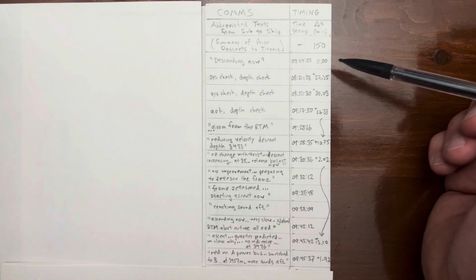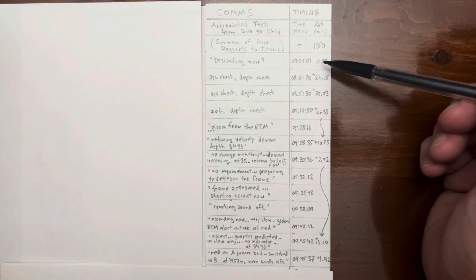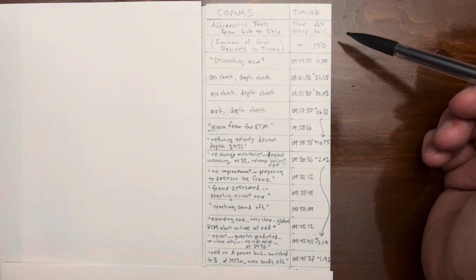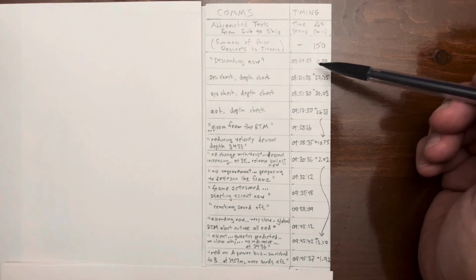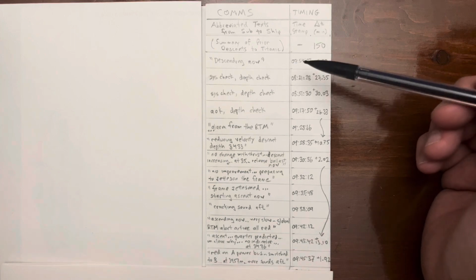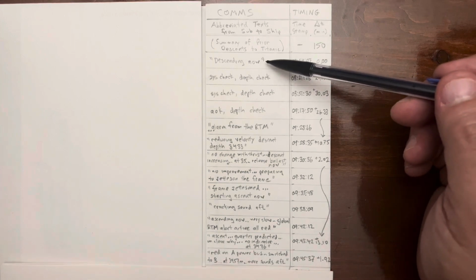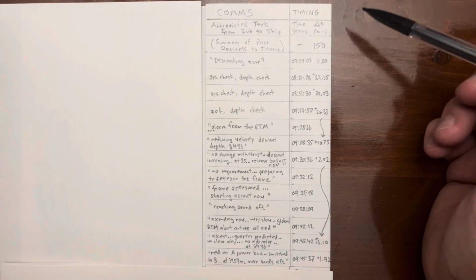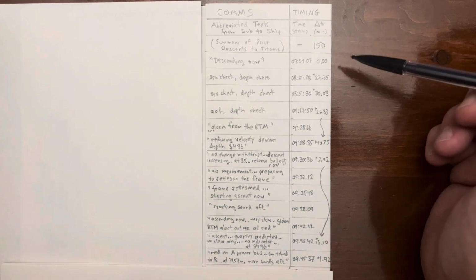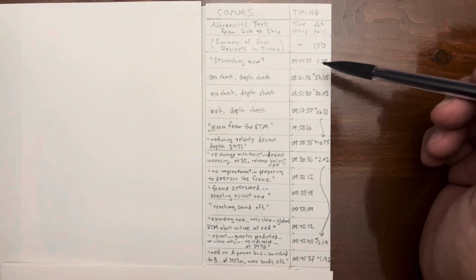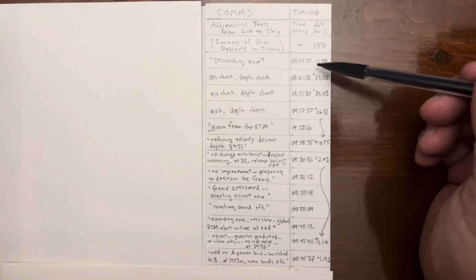Now, we'll begin with 07:54:07. 7 in the morning, I'll use metric time, 54 minutes and 7 seconds. The Titan submersible communicated "descending now." Where I have quotes is a direct quote. Where I don't have quotes, it's just a summary in my own words. So they began their descent at 07:54:07.